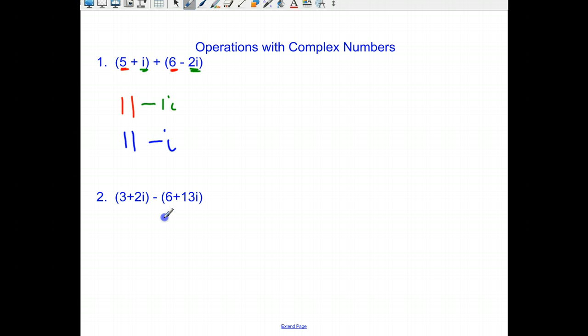For number 2, we need to distribute the negative sign. That will give us 3 plus 2i minus 6 minus 13i. 3 minus 6 is -3. 2i minus 13i is -11i.